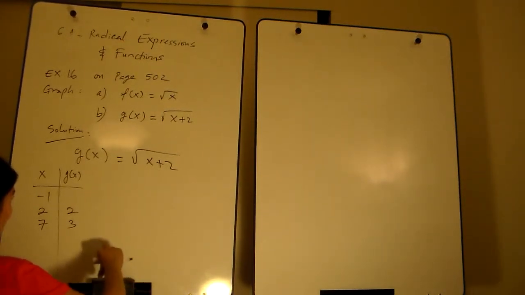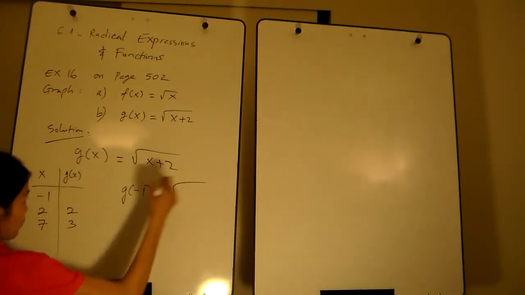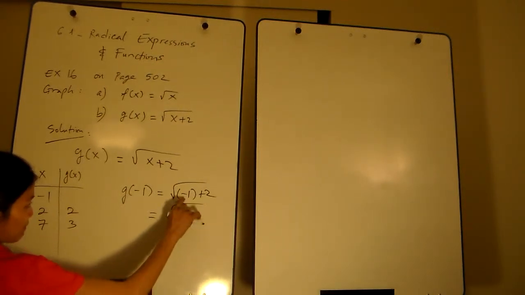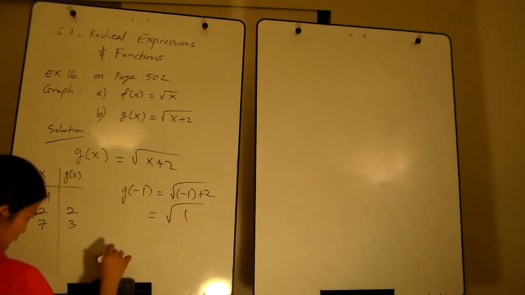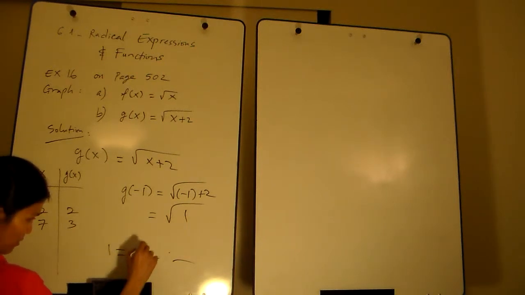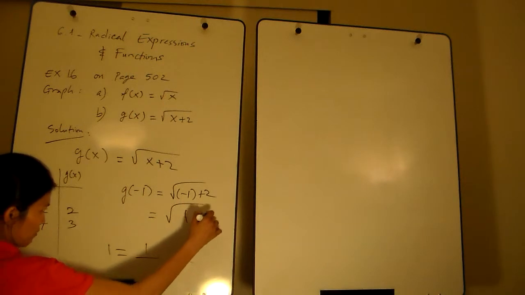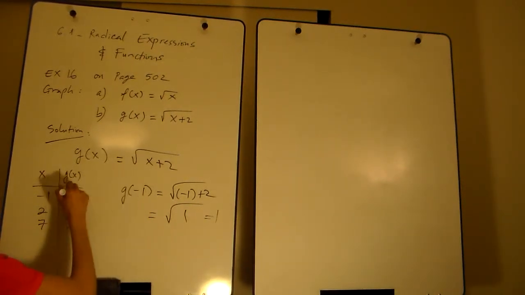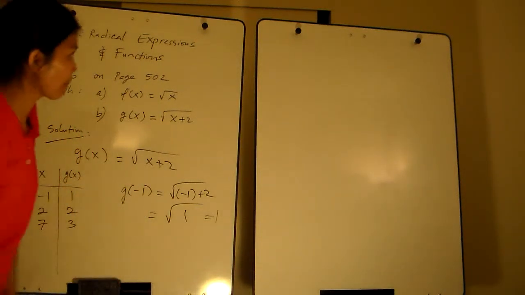So let's try. At x equals negative 1, the square root of negative 1 plus 2. Simplify: negative 1 plus 2 is 1. And you know the square root of 1, the two identical factors are 1 and 1, and 1 times 1 is 1. So the square root of 1 is equal to 1. So at negative 1, g of negative 1 is 1.